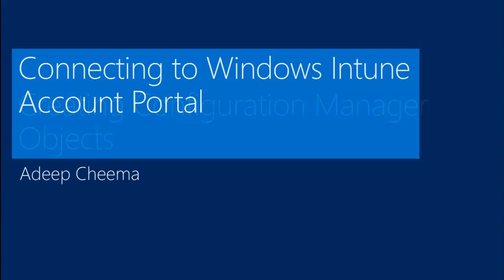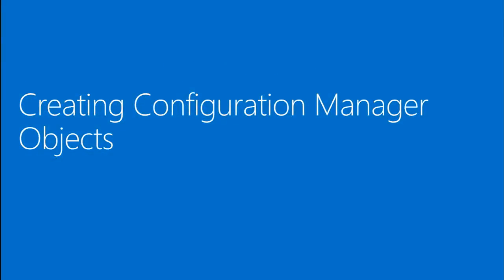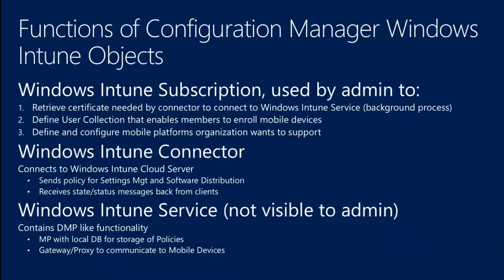Okay, so now that we've configured that subscription and have that ready to go, the next thing we need to do is go into Configuration Manager and tell it how to talk to that subscription in Windows Intune. There's a couple of objects that we have to create in the console. The first one is adding that Windows Intune subscription into Configuration Manager. When you log into that subscription, the first thing it's going to do is download a certificate that's used by the connector to be able to communicate with the service.